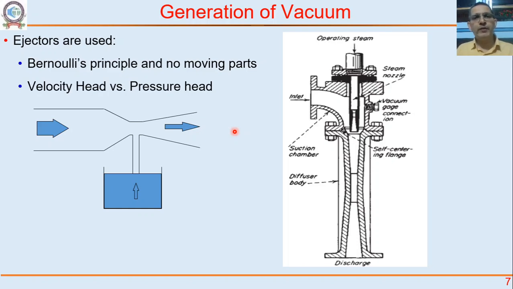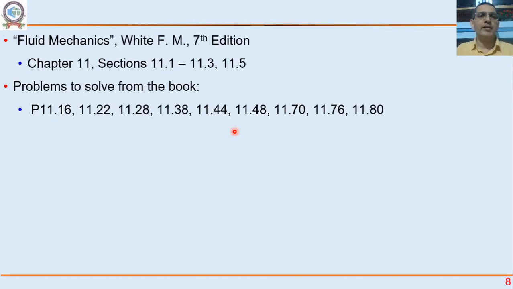We are not going to spend too much time on generation of vacuum, ejectors and so on. That becomes a specialized topic in itself, but just to make you aware, the principle is based on the Bernoulli equation. This part you can read in White's book. It is in chapter 11, sections 11.1 to 11.3. 11.4 we are skipping, and 11.5. The problems from the book are these. You can do these problems for yourself.